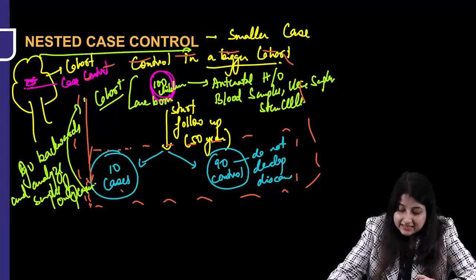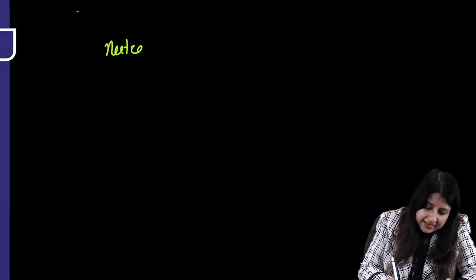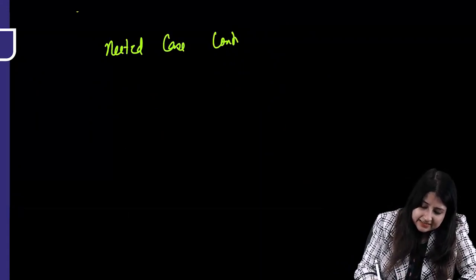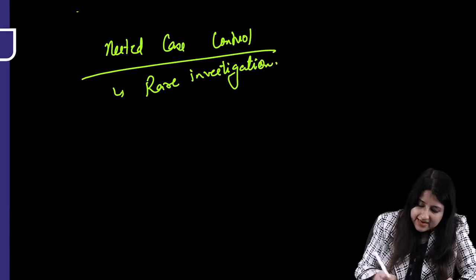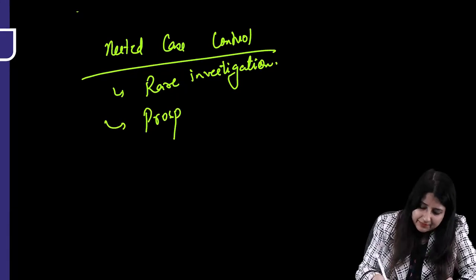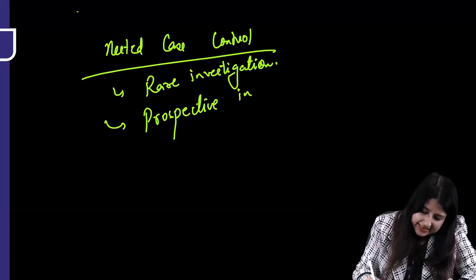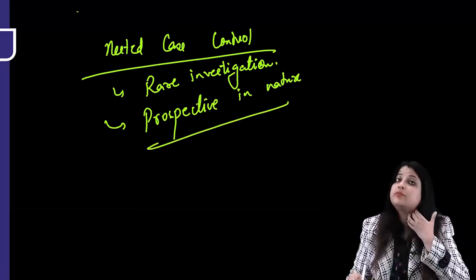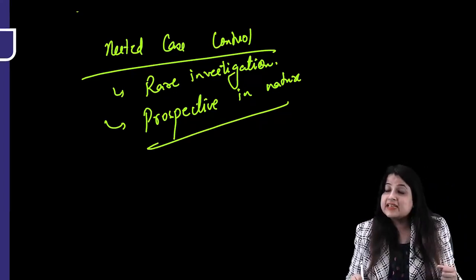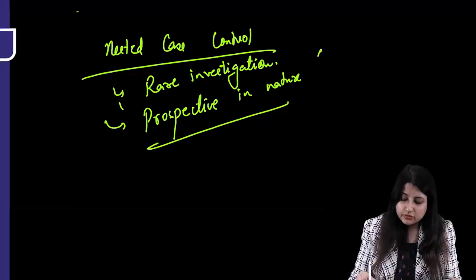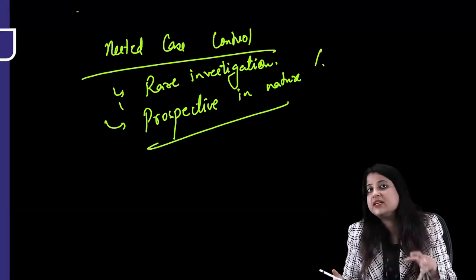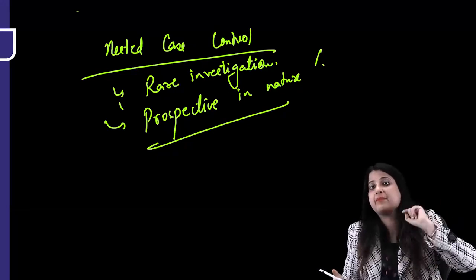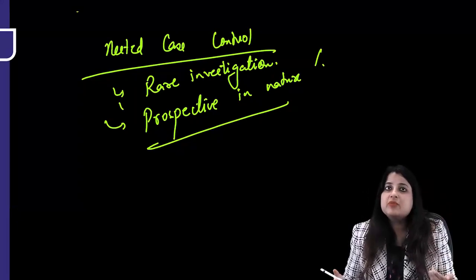So a nested case control, everyone, is serving two very important purposes. A nested case control is actually good for rare investigations. And at the same time, it is establishing temporality because it is actually prospective in nature. That's how it is better than a normal case control. In nested case control, it can establish temporality because you've actually come forward. What you've done is that after some years, for those who developed the disease, we only analyzed their samples. But we have definitely moved forward.